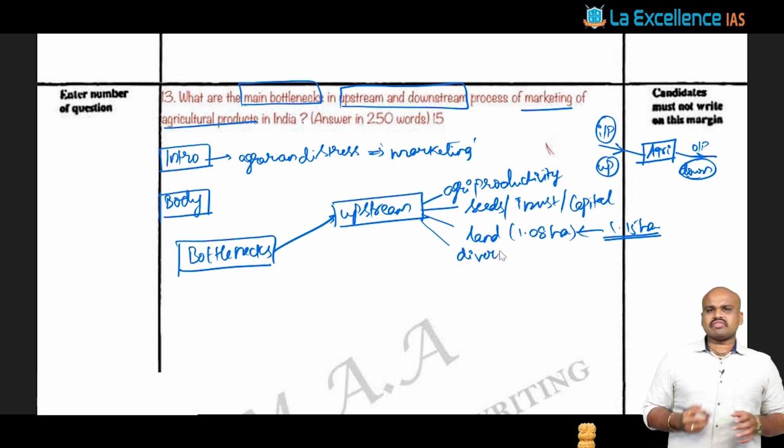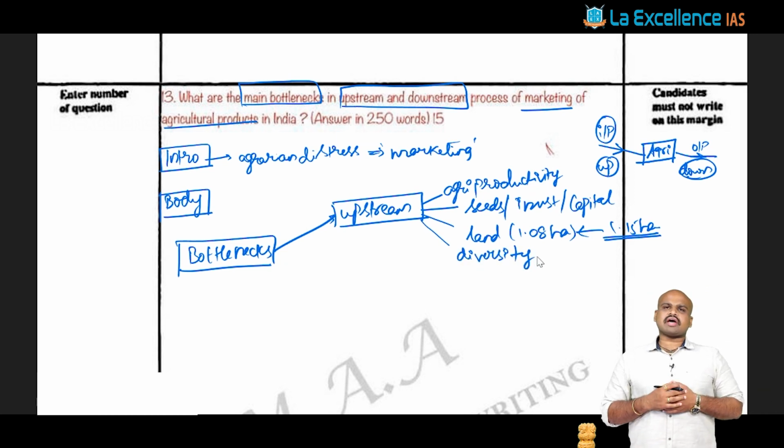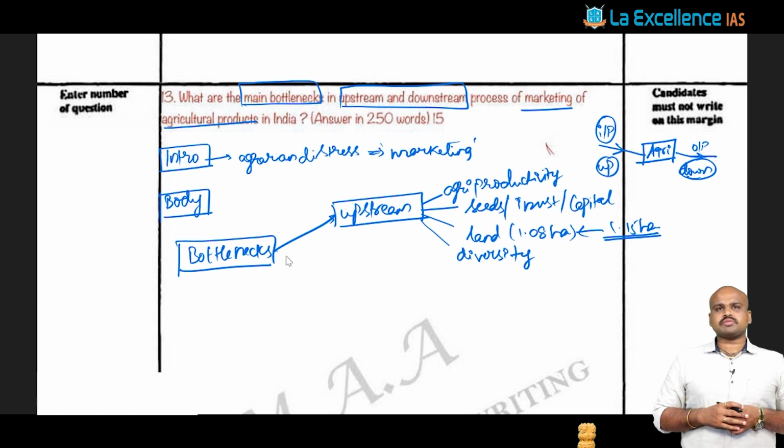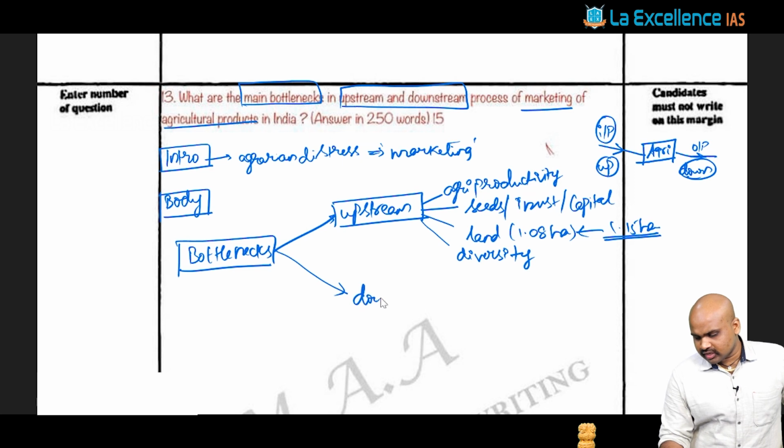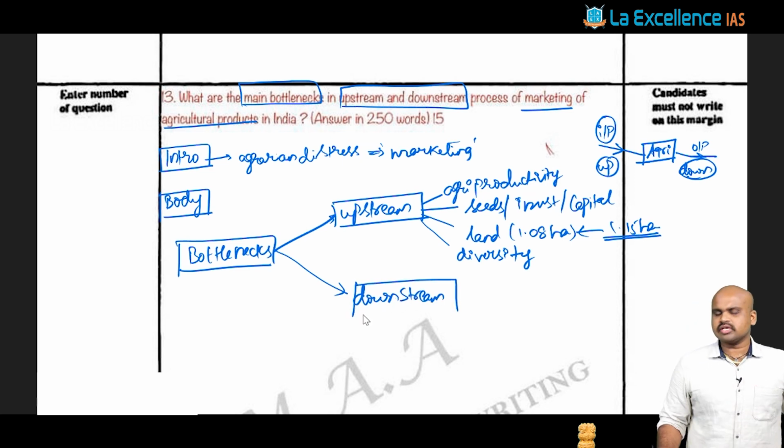Right? So when you have this declining trend with respect to land, you automatically have an issue with respect to productivity. And not only that, this is again with respect to the diversity of the products that is present.